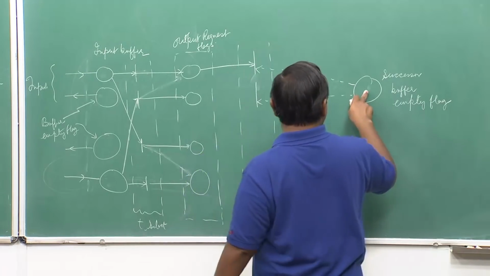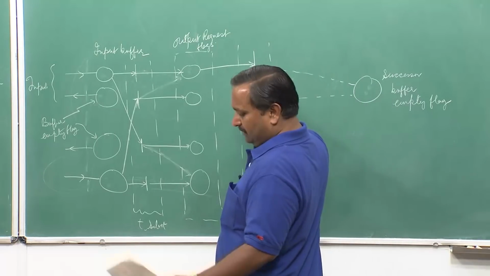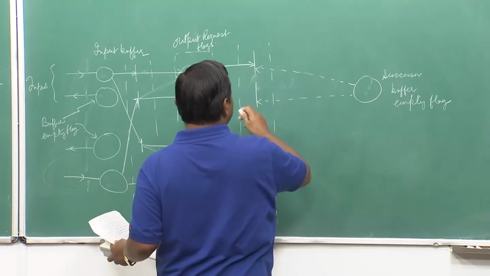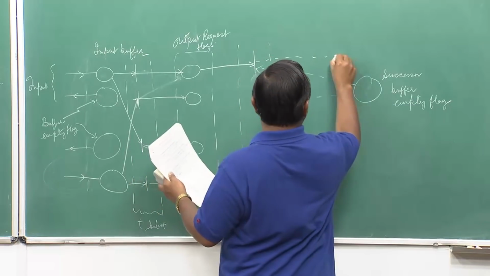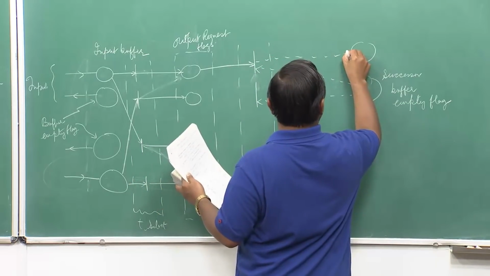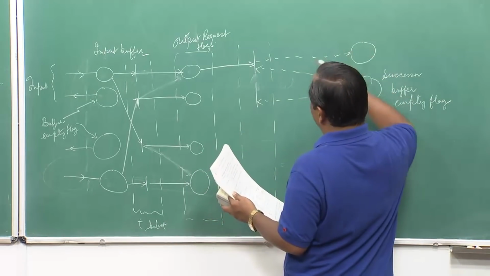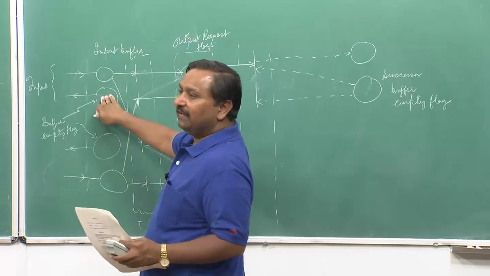And the buffer empty flag is also there. In that case, triggering will happen and it will cause the packet to actually move to the next buffer. This is what we call the input buffer, which will get triggered. So, the packet will be passed on to the next buffer and this buffer empty flag has to be triggered.